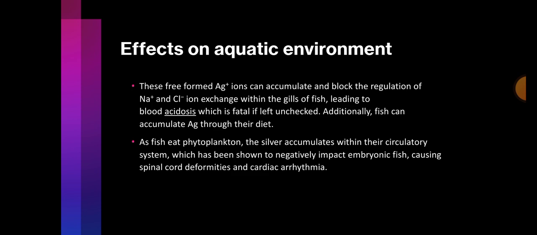Effects on aquatic environment. These free-formed Ag+ ions can accumulate and block the regulation of Na+ and Cl- ion exchange within the gills of fish, leading to blood acidosis, which is fatal if left unchecked. Additionally, fish can accumulate Ag through their diet. As fish eat phytoplankton, the silver accumulates within their circulatory system, which has been shown to negatively impact embryonic fish, causing spinal cord deformities and cardiac arrhythmia.